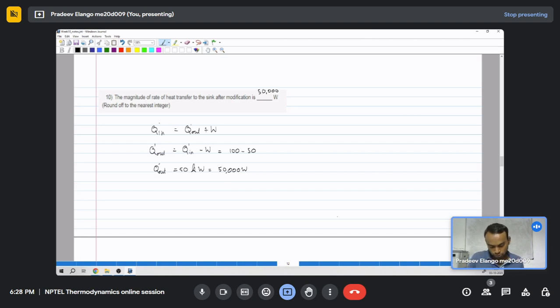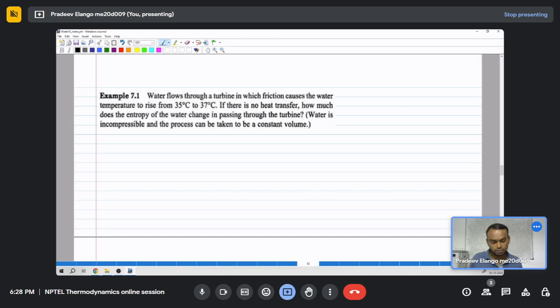Okay, if you do not have any questions, you can move on to the next problem. Water flows through a turbine in which friction causes the water temperature to rise from 35 degrees Celsius to 37 degrees Celsius. If there is no heat transfer, how much does the entropy of the water change in passing through the turbine? Water is incompressible and the process can be taken to be a constant volume.